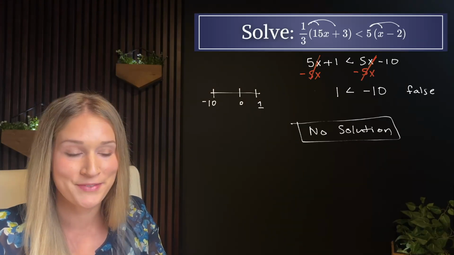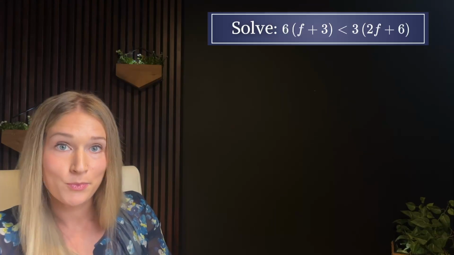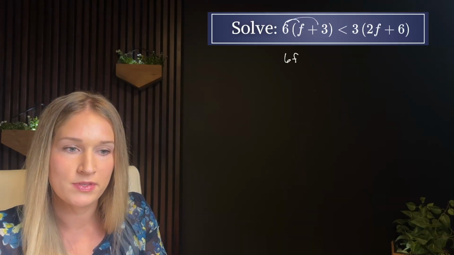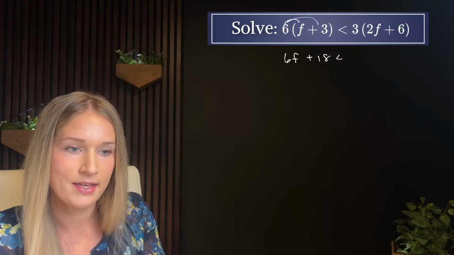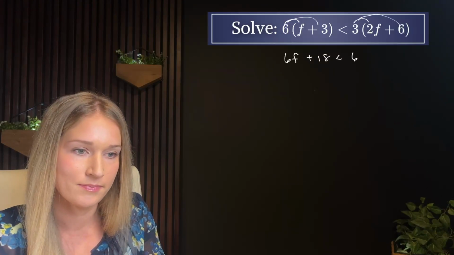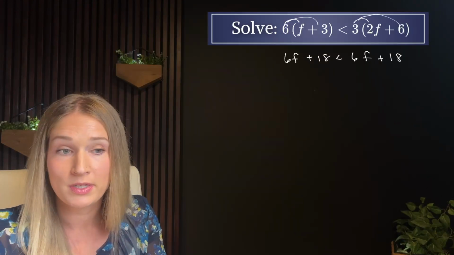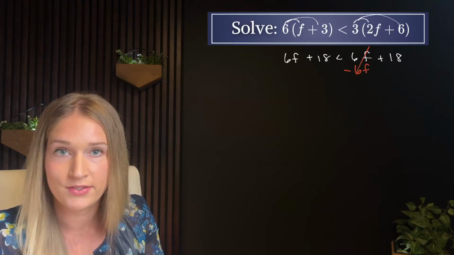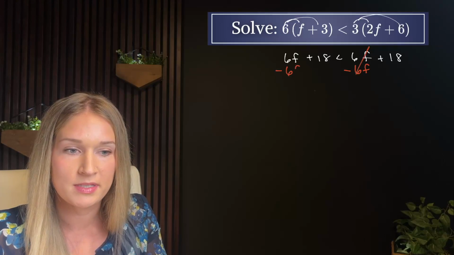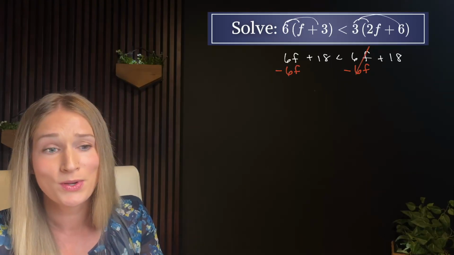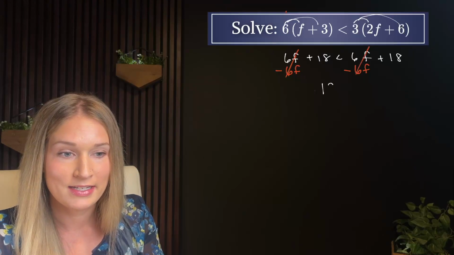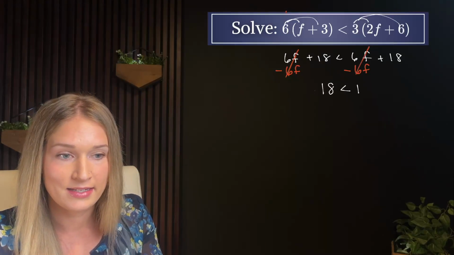Let's do one more. Just like the last two, I'm going to simplify each side individually before I solve. So I distribute the 6, and then I distribute the 3. Here I'm going to take all the 6's away from the right-hand side. They all cancel on the right, and I move them to the left. But just like the last two, they cancel on the left-hand side as well. So now I've got 18 is less than 18.